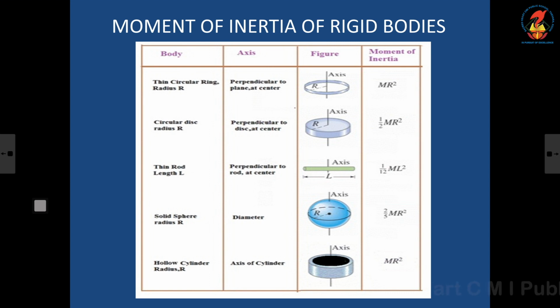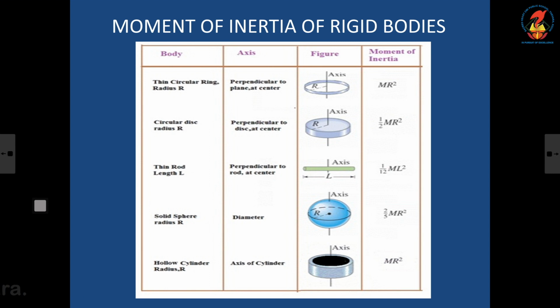Now you see thin rod, axis perpendicular to the rod at the center. The rod has a length L and the axis is perpendicular to the rod at the center. The answer is 1 by 12 ml square.